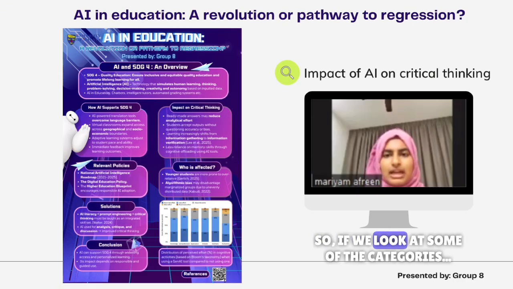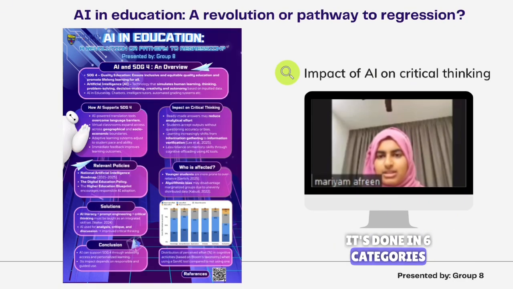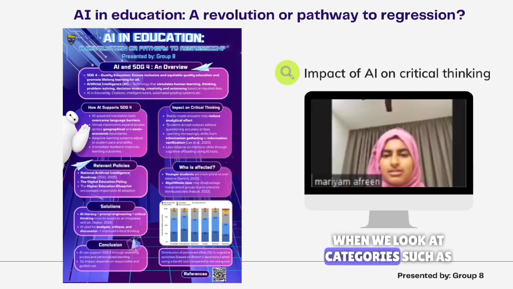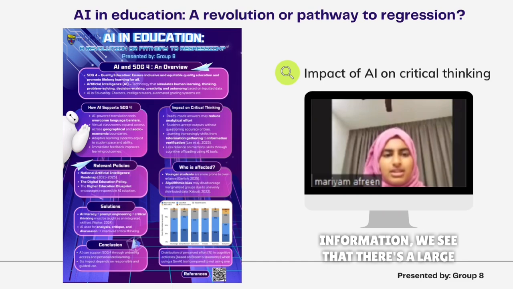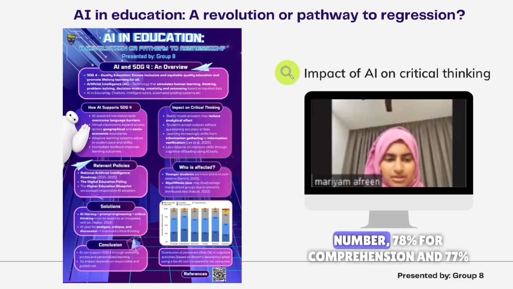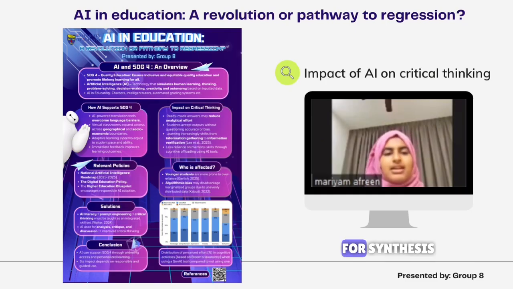If we look at some of the categories, it's done in 6 categories. When we look at categories such as comprehension and synthesis of information, we see that there is a large number, 78% for comprehension and 77% for synthesis.